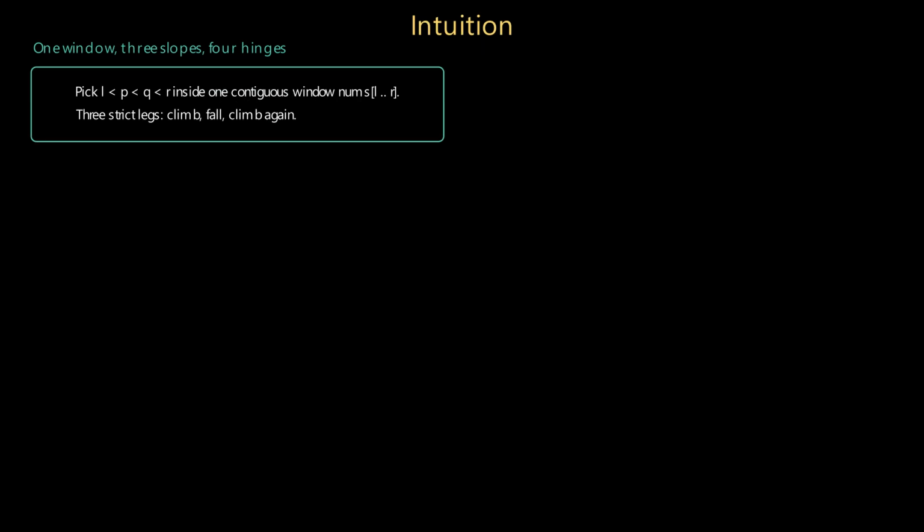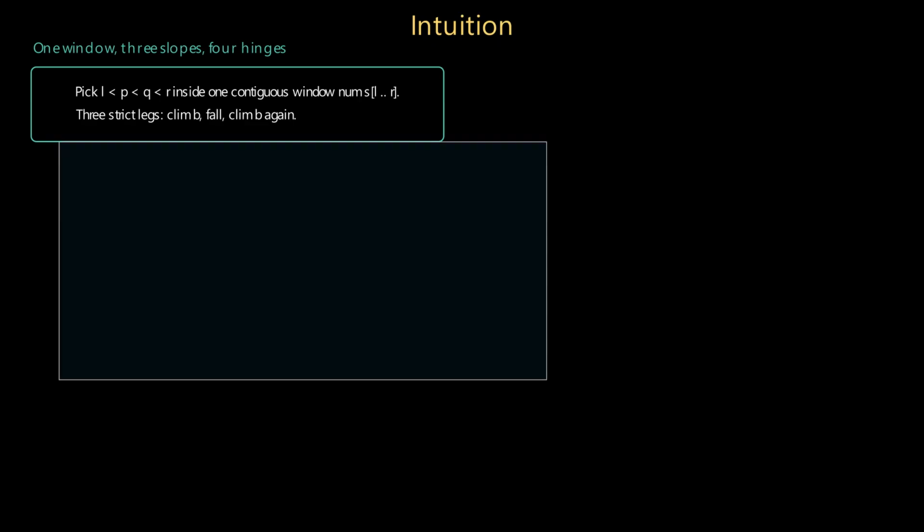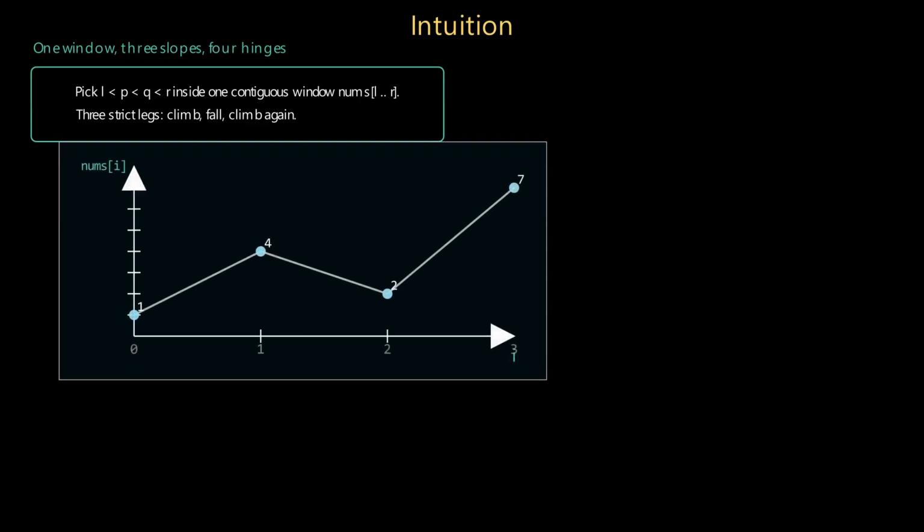Think of a trionic piece as one contiguous window with 4 hinge indices, L, then P, then Q, then R, all strictly increasing in that order. Between those hinges the array has to climb strictly, then fall strictly, then climb strictly again. Picture the toy walk 1, 4, 2, 7, the polyline rises, dips, then rises. The braces mark the 3 strict legs, the letters mark the 4 hinges where the story can bend.